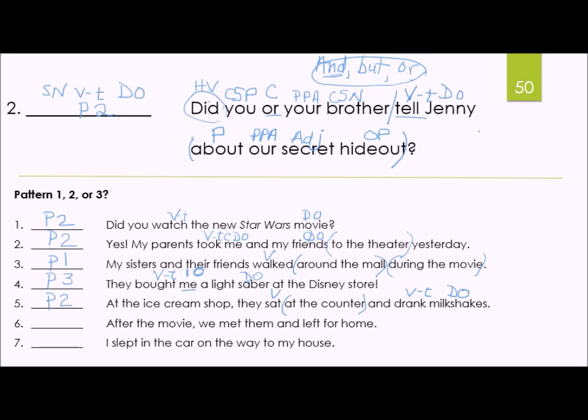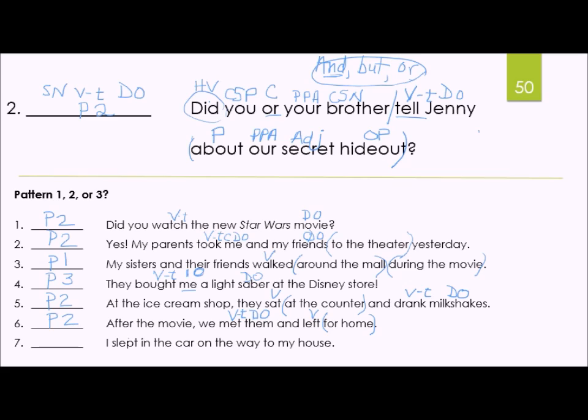After the movie, we met them and left for home. All right. What is being said about we? What did we do? We met who or what? Met them. So that's a direct object. And then there's another action. We didn't just meet. We left. So there's your other verb. And you know for is a preposition, for home is a phrase. There's no direct object at all. So I don't see any indirect object there. So this is a pattern what? 2, right?